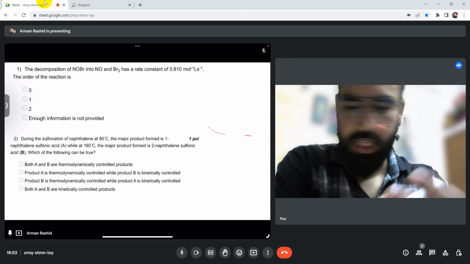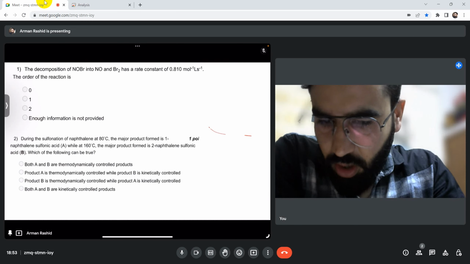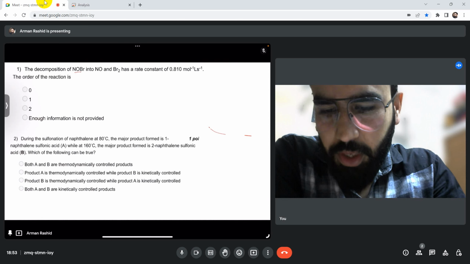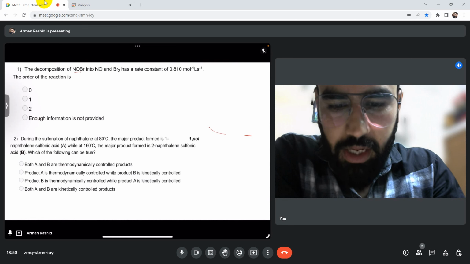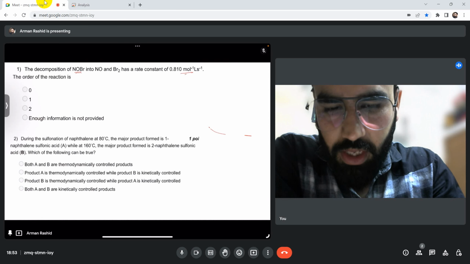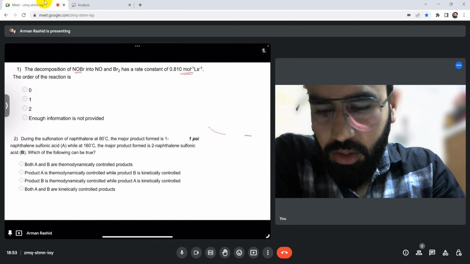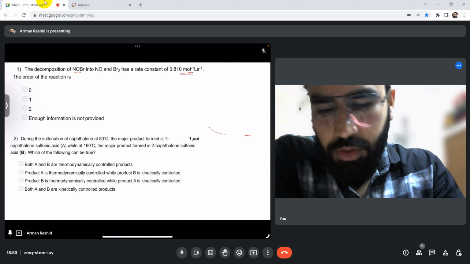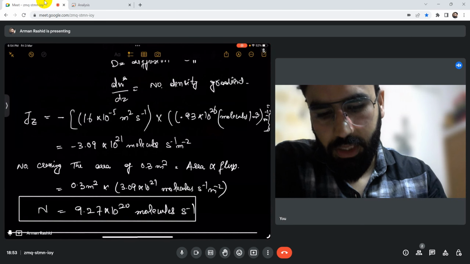The question is saying that the decomposition of nitrogen monoxide bromide into NO and Br2 has a rate constant of this. So we have been given the rate constant. The order of the reaction is... you should know that first.